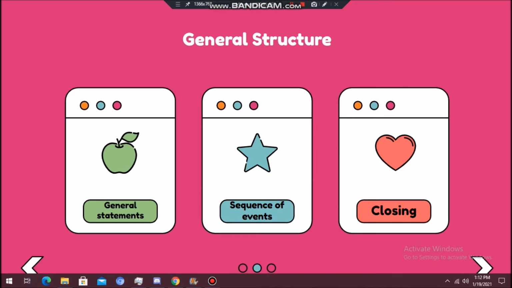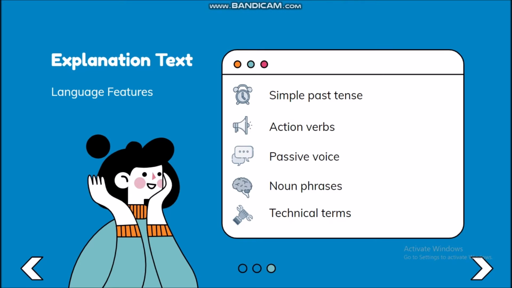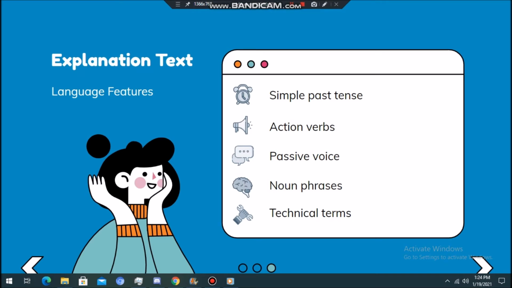The next one is language features. What are in the language features? Where there are 5. The first one is simple past tense. Simple past tense is used for explaining facts that are in the text. The second one is action verbs. Action verbs is used to explain actions that is or are happening in the text.